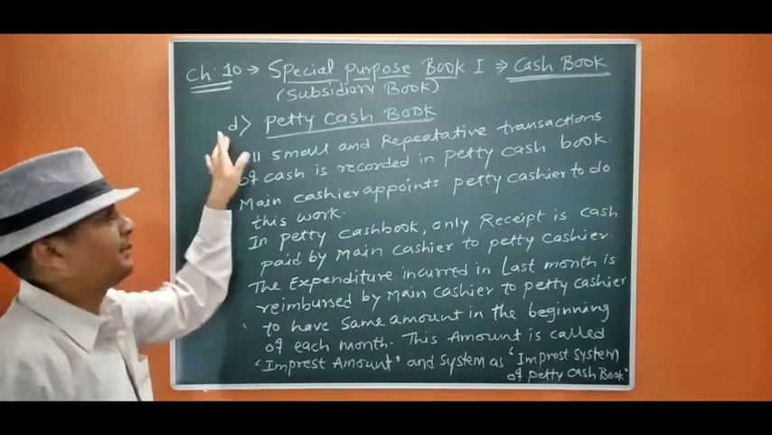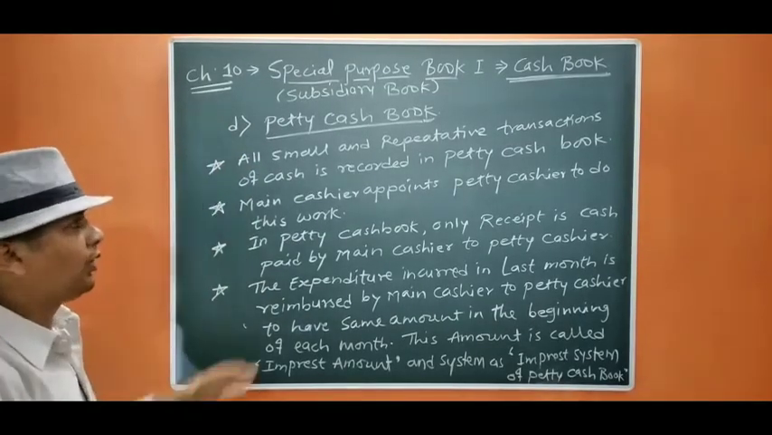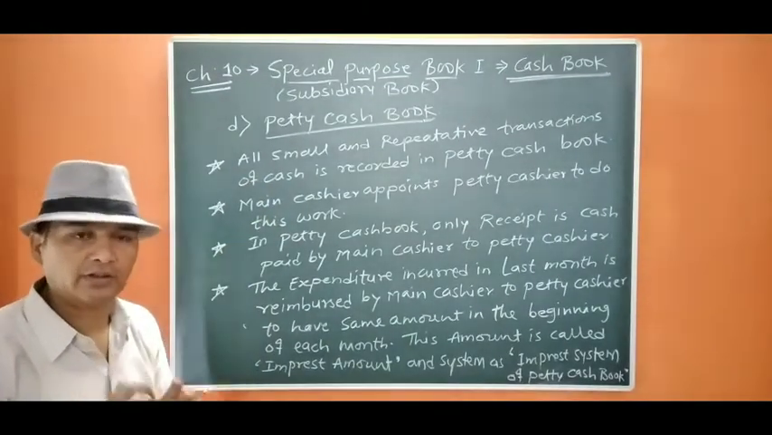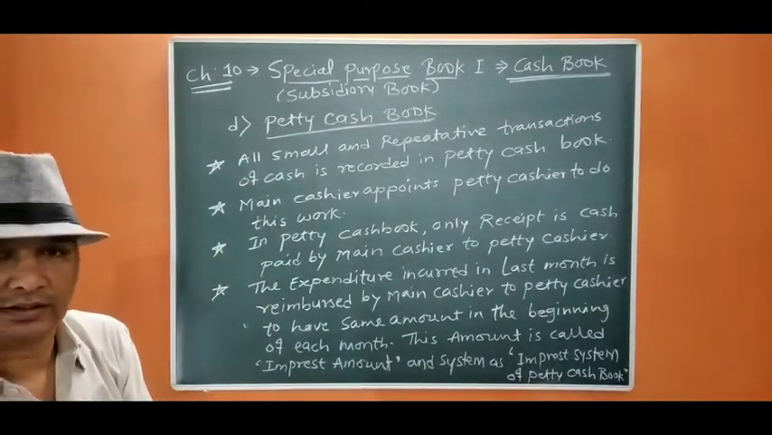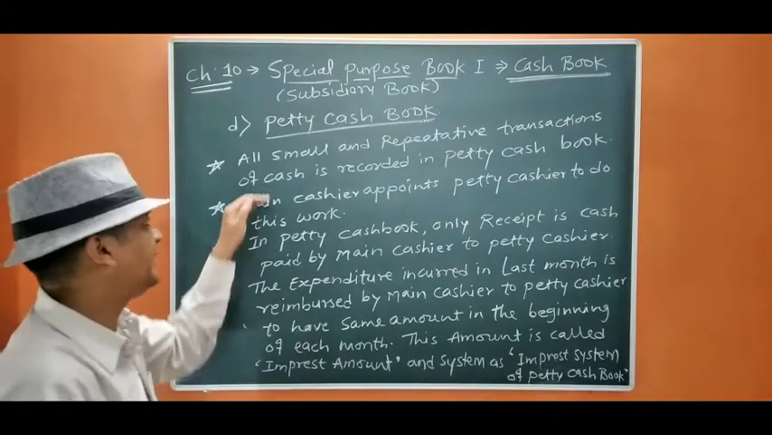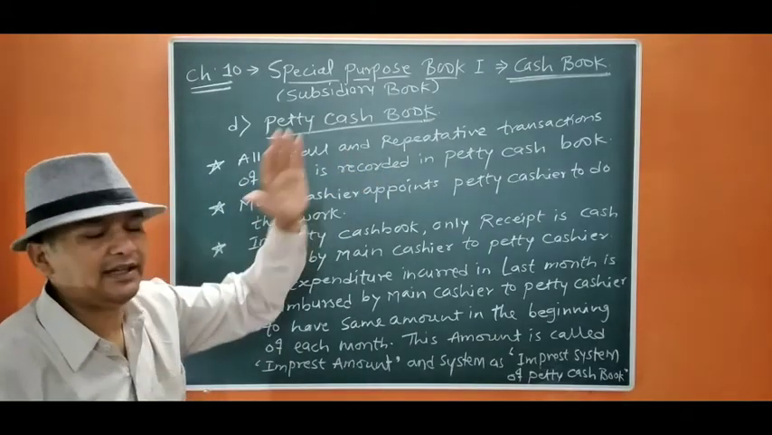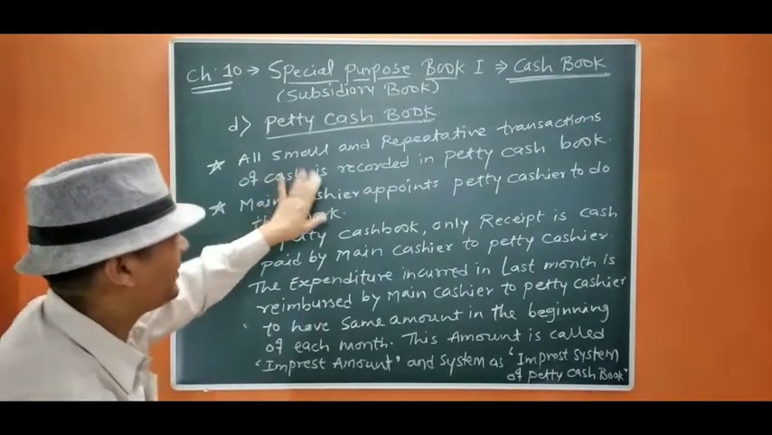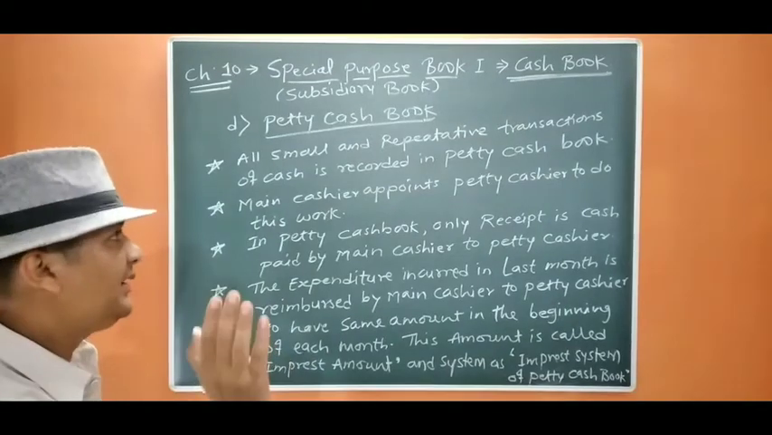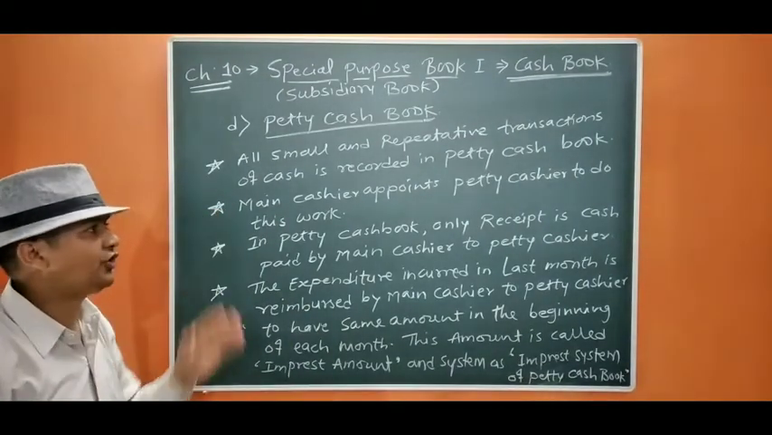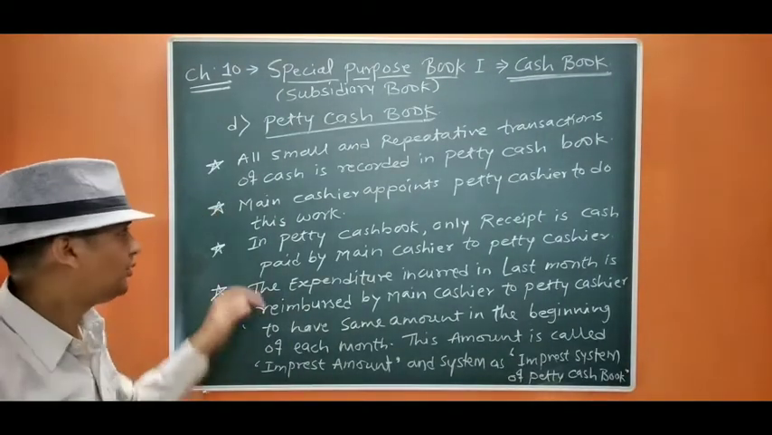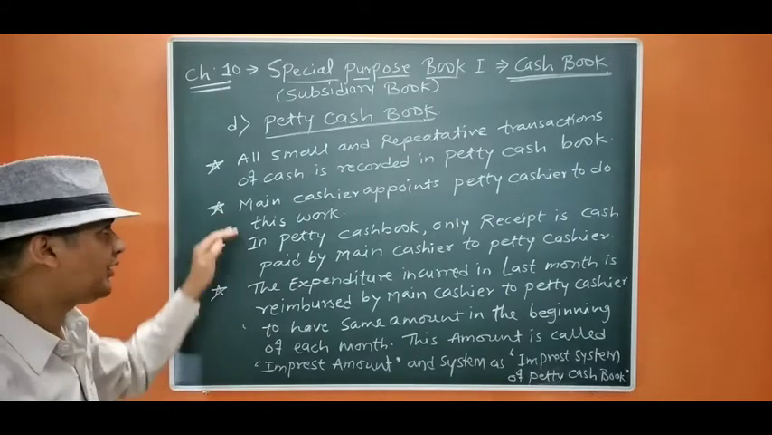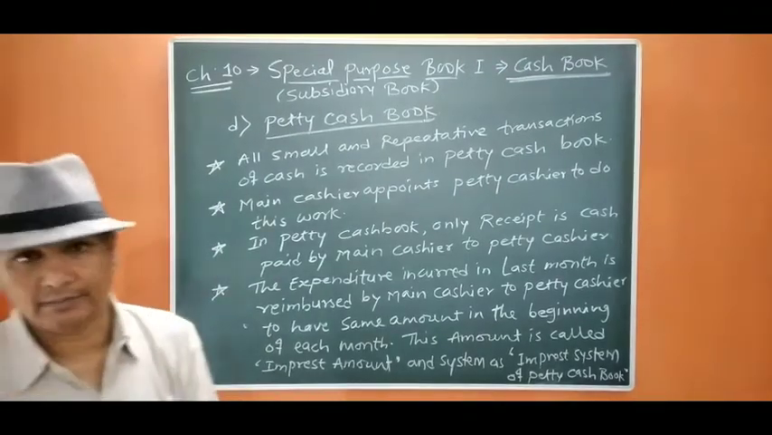Next one is petty cash book. All small and repeating transactions of cash, that is cash payments only, are recorded in the petty cash book. All the small payments, okay, only cash payments will be recorded in the petty cash book. Okay, the main cashier appoints a petty cashier to do this work. Okay, the main cashier allows the petty cashier. Why?